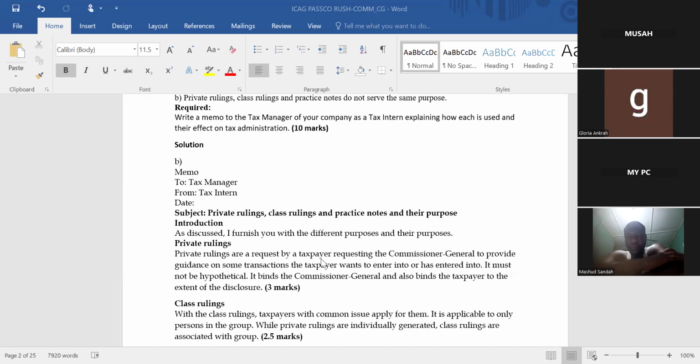So the memo is going to the tax manager from the tax intern, and the subject is private ruling, class ruling, and practice note, and their purpose. Now, I always say that you have to introduce. The marking scheme always says that any student that introduces and concludes should be given 1 mark. And that is what we always call professional marks. You are a tax consultant in advanced taxation. You don't just walk up to somebody and start talking.